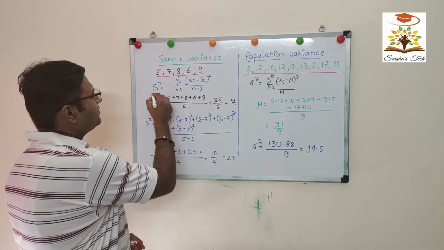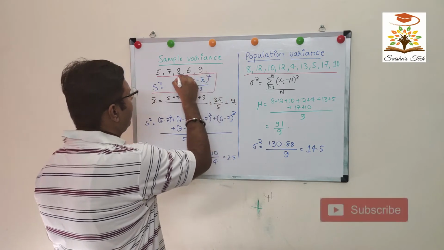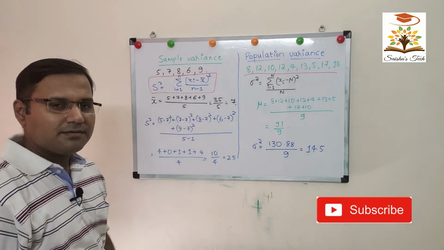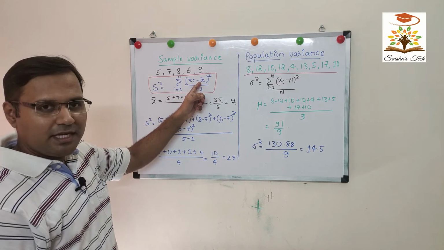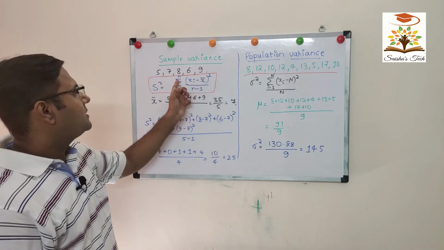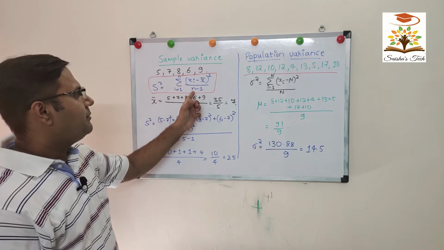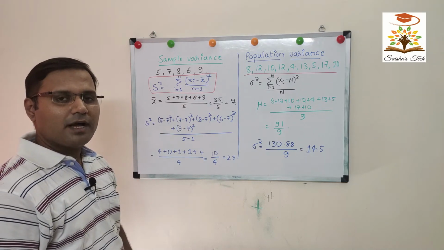As we have studied, the sample variance is represented by S square, wherein you subtract each value with its mean, square it, and take the summation of that divided by the number of elements minus 1.